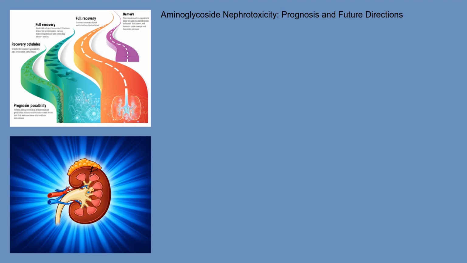The prognosis for aminoglycoside nephrotoxicity varies depending on the severity of the condition and the patient's overall health. In many cases, kidney function recovers to baseline after discontinuation of the aminoglycoside and with appropriate supportive care. However, some patients may experience persistent kidney damage or chronic kidney disease. Recent research has focused on developing novel strategies to prevent and treat aminoglycoside nephrotoxicity. This includes exploring the use of antioxidants to reduce oxidative stress, agents that protect the proximal tubular cells, and alternative antibiotics with lower nephrotoxic potential. The hope is that these advances will lead to more effective ways to combat this potentially serious complication of aminoglycoside therapy.